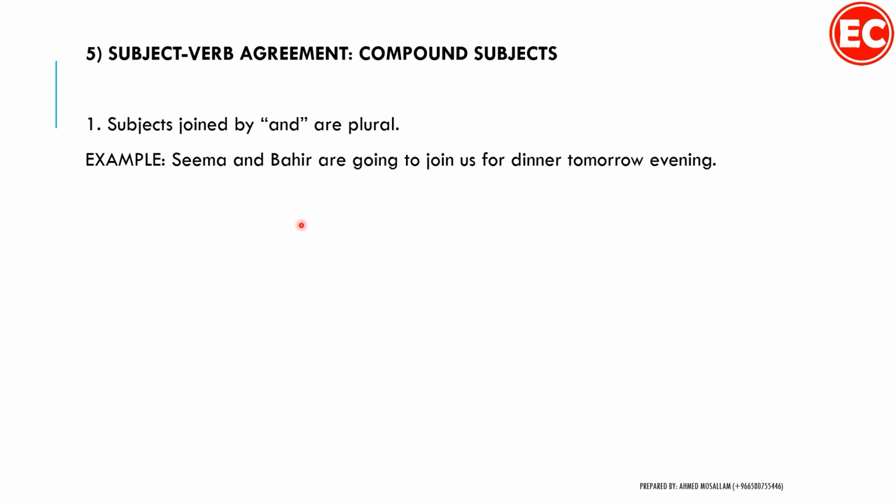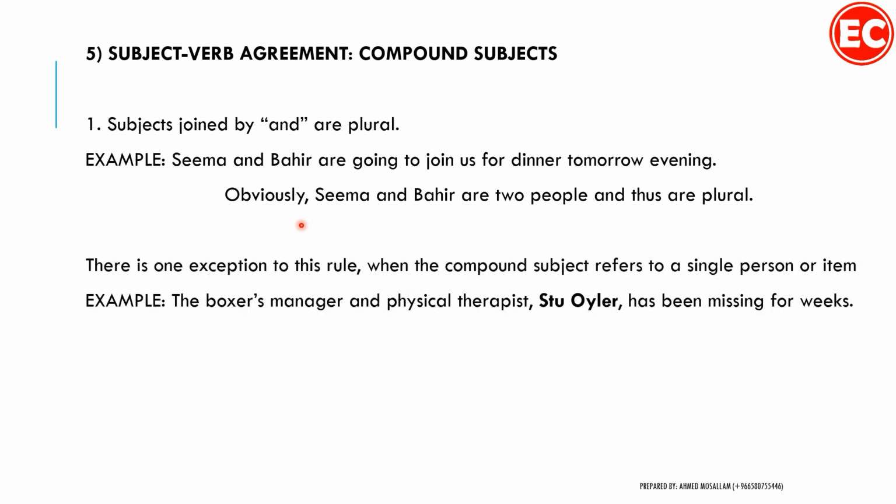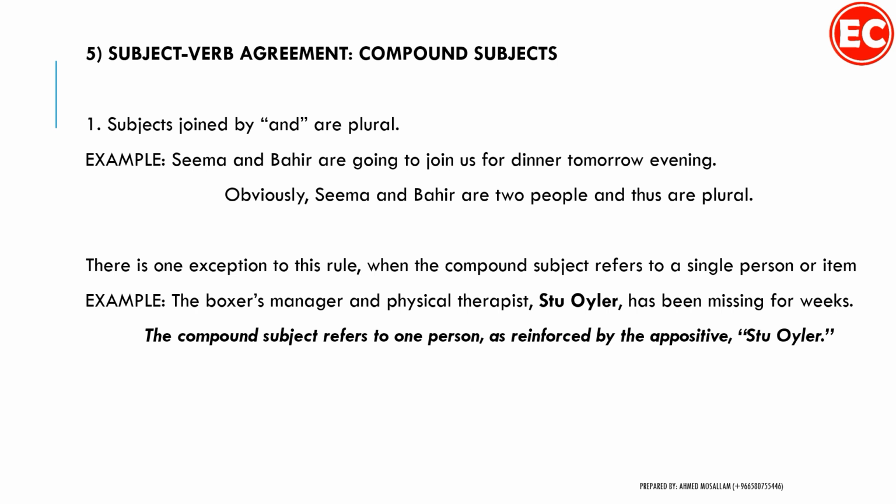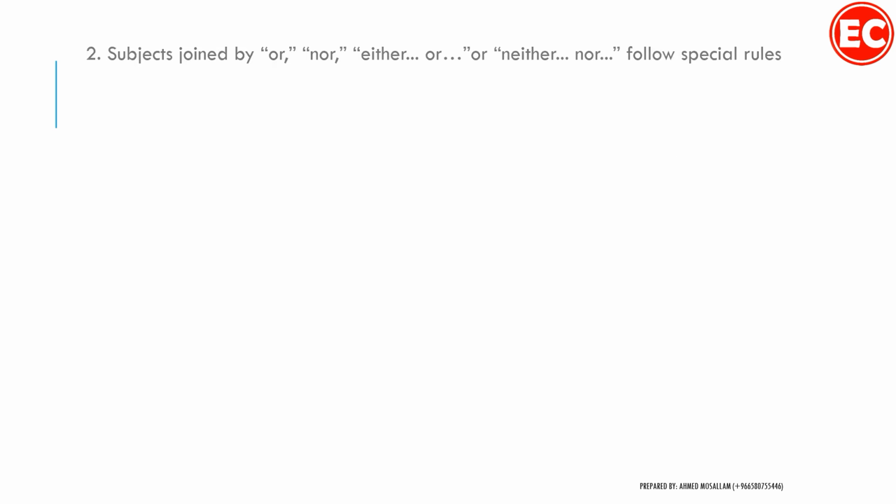But sometimes we have and between two things but they refer to the same person, like this one. The boxer's manager and physical therapist. These are two professions here, but for the same person. So we're talking about the same person. Even if there are two professions, we'll use the singular form of the verb because we talk about the same person. Okay? So he has been missing for weeks. If they refer to the same person or one person, use the singular form.